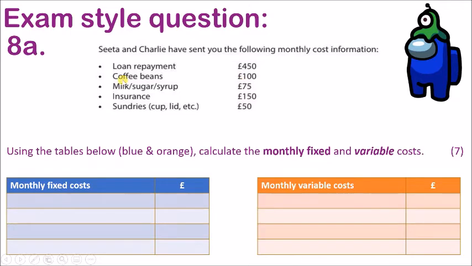Okay, get it. Milk sugar syrup, that could be things like flavoured syrups, we won't separate it. Milk sugar syrup, has that got anything to do with making a coffee? Insurance, does that specifically relate to a cup of coffee? Sundries, they're giving you an explanation of what sundries mean, things like cups, lids, probably plastic spoons. Does that relate specifically to the cup of coffee? So there you go. I reckon 2 in the blue and the rest in the orange.